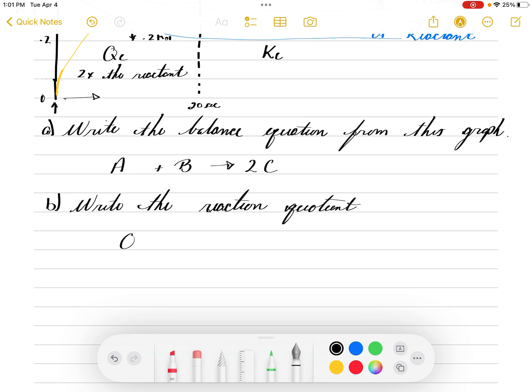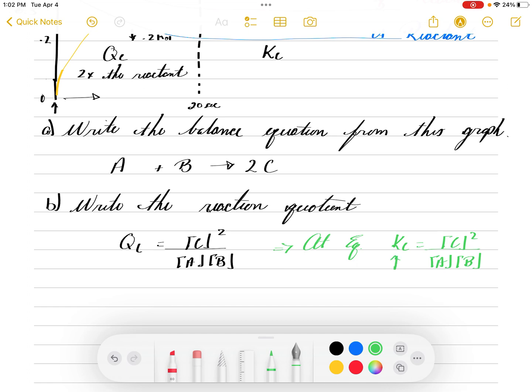So for this one, it would be Qc is equal to C squared over A times the concentration of B. Now, if I was to write this at equilibrium, which I'm going to abbreviate EQ, then the equilibrium constant would look pretty much identical, except the only difference would be the equilibrium constant symbol.